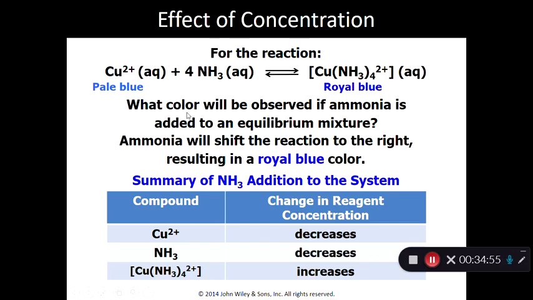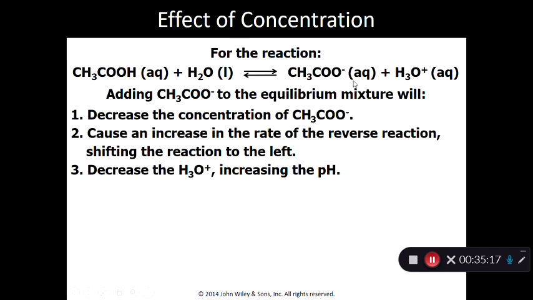Please look here. If I add NH3, the system is going to use NH3 and Cu2+. So Cu2+ and NH3 are going to be used up, their concentrations are going to decrease, and we are going to make more products. It's going to increase. How about this one? Adding CH3COO negative.